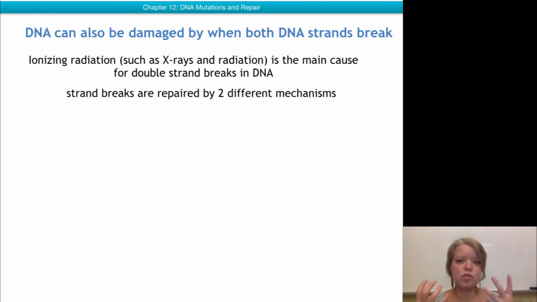Ionizing radiation, because it's so energy rich, destabilizes the backbone and breaks the phosphodiester bonds of the backbone of DNA, and can result in double-stranded breaks. This type of DNA damage can be repaired by 2 different mechanisms.